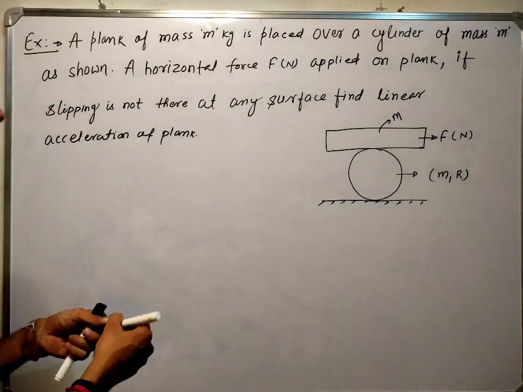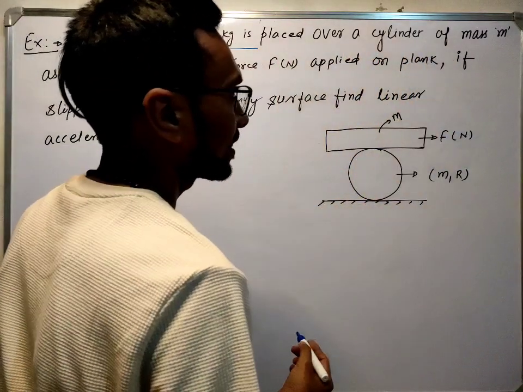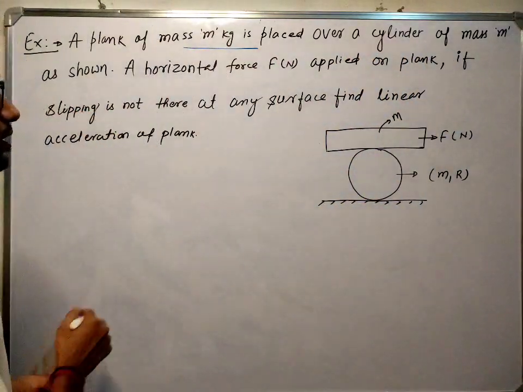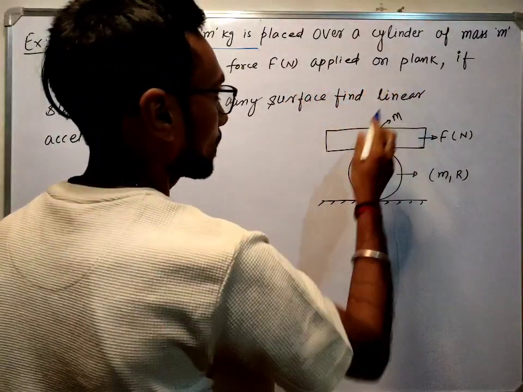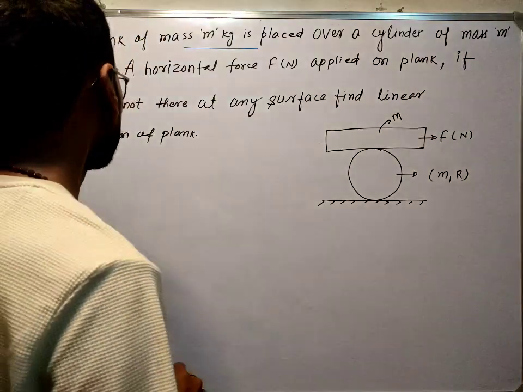So in the question it is given that a plank of mass m kg is placed over a cylinder of mass m as shown in the figure. A horizontal force F is applied on the plank. If slipping is not there at any surface, find the linear acceleration.